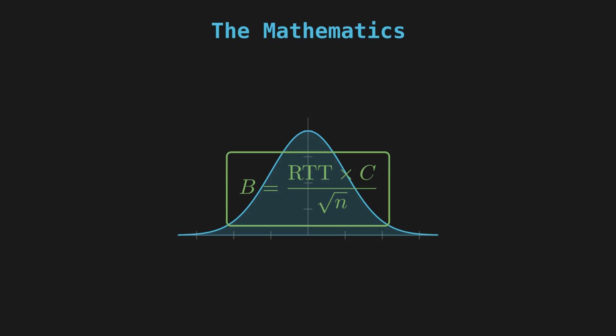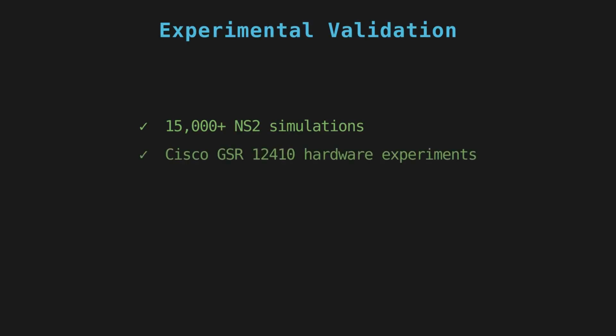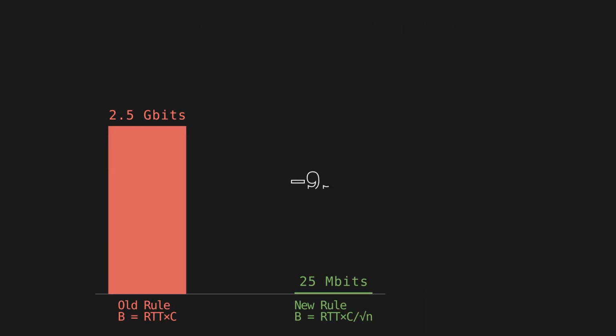The new rule becomes B = RTT × C / √n. The square root of 10,000 is 100, so you need 100 times less buffer. The paper validated this with over 15,000 network simulations and experiments on a real Cisco GSR router. A 10 gigabit link with 10,000 flows needs only about 25 megabits of buffer instead of 2.5 gigabits.